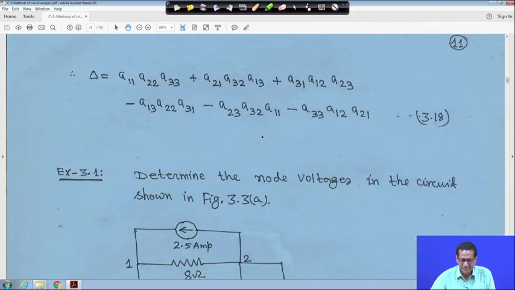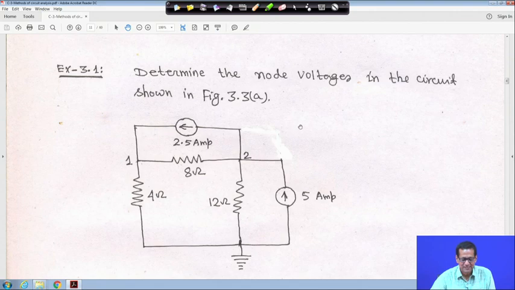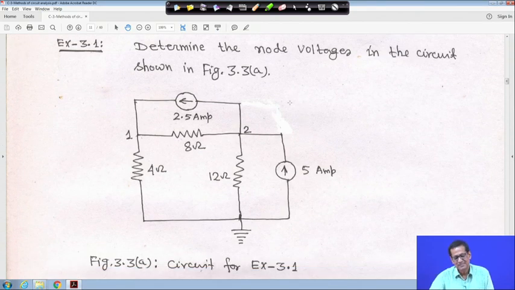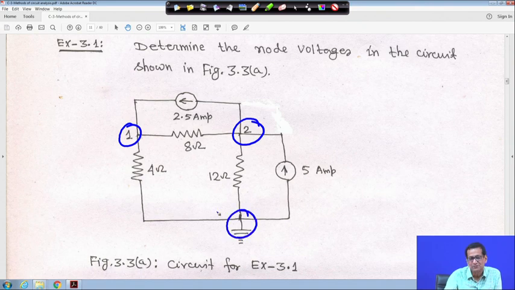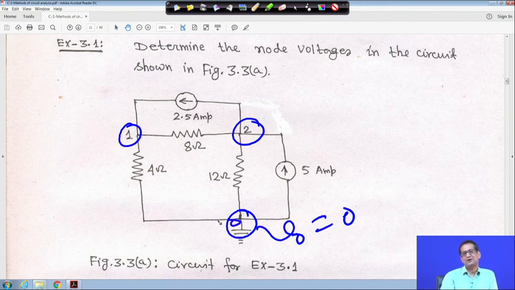Determine the node voltages in the circuit in figure 3.3a, because this is chapter 3, that is why I am marking chapter 3. Let us see, you have to find out the node voltages in the circuit. So this one is your node 1, this is your node 2, and this is your reference node or datum node, and this voltage V0 is equal to 0, right. In the new assignments or exam, whatever you get, this may not be marked, but you know that V0 is equal to 0.